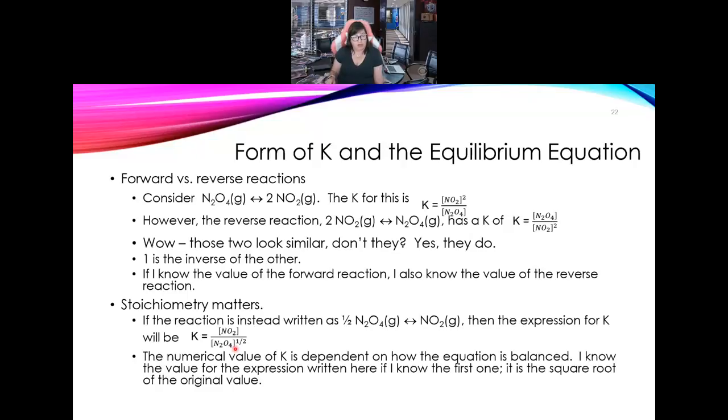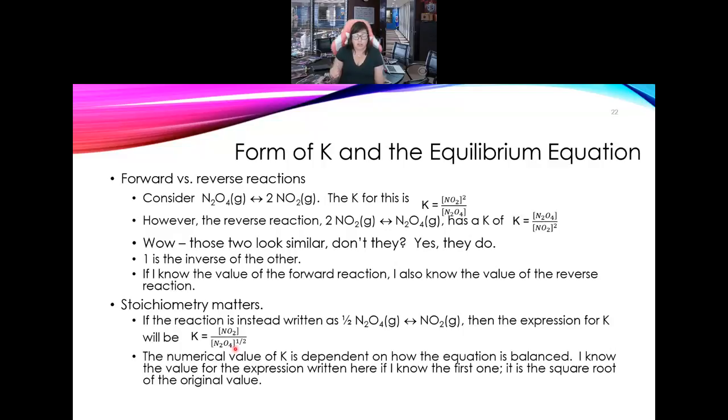Form of K and the equilibrium equation. All right, forward versus reverse reaction. So consider the reaction N2O4 breaking down to give me 2NO2. The K for that is K equals NO2 squared over N2O4. However, if I turn it around and I go 2NO2 goes to N2O4, then that K is N2O4 over NO2 squared. Now, those are very similar expressions. Absolutely they are. They're the inverse of each other. So if I know the K for the forward reaction, and I want to know the value for the reverse reaction, all I have to do is take the inverse of it.